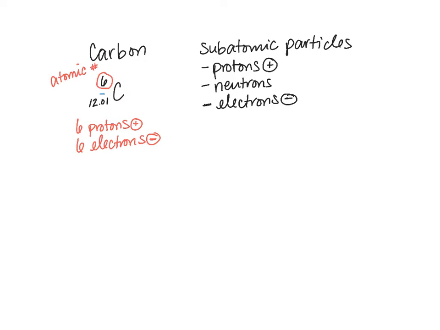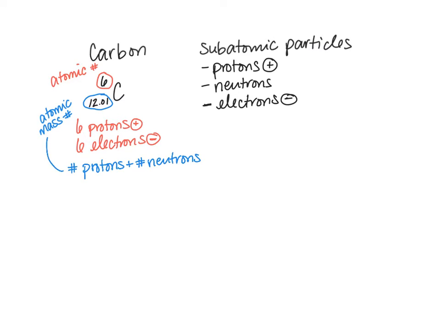Now, this other number that we see with carbon is called the atomic mass number. And for the sake of this course, we're actually just going to round this number off. So we're just going to round it off to say that the atomic mass number of carbon is just equal to 12. Now what that atomic mass number is telling us is the number of protons plus the number of neutrons.